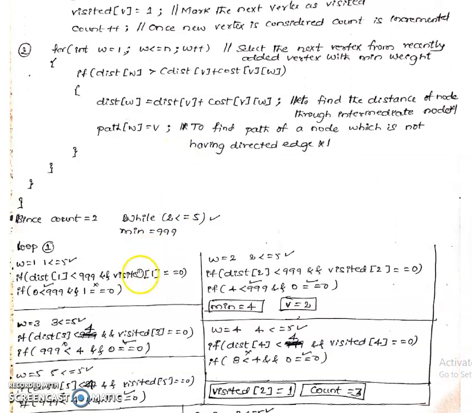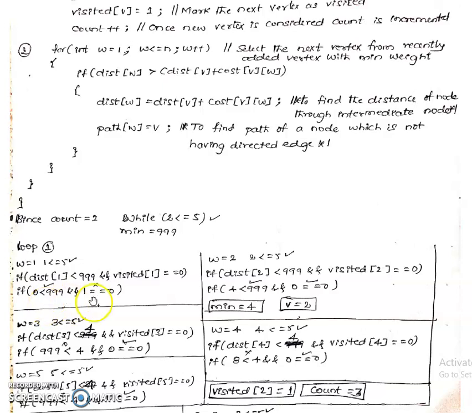Okay, so first let us start with loop 1. So w is equal to 1, 1 is less than or equal to 5. The condition is true. Once the condition is true, inside the loop you have one more condition stating: if distance of 1 is less than 999. You have just listed out what all the distances are for the particular array. Initially distance of 1 is less than 999 and visited of 1 is equal to 0. Distance of 1 is 0, because to reach vertex number 1 you don't have any distance, so it is recorded there as 0. So 0 is less than 999.